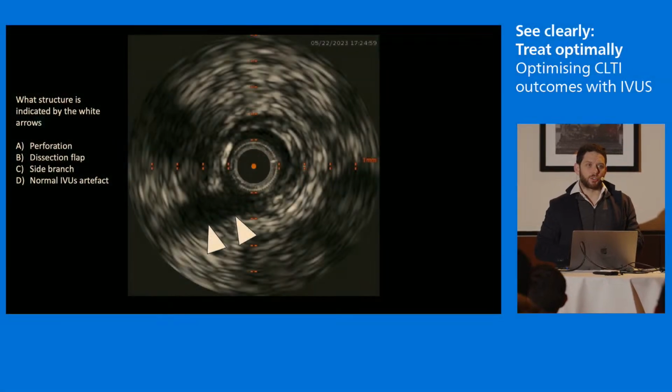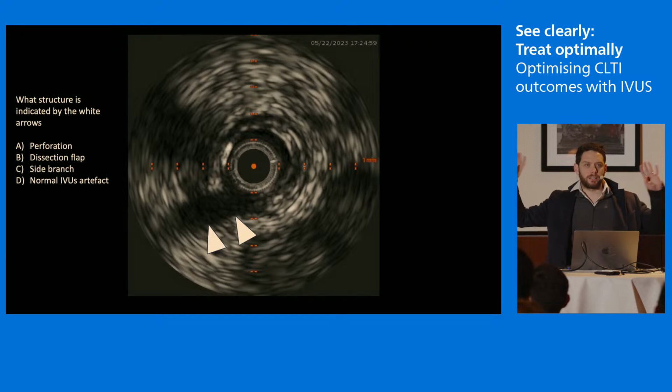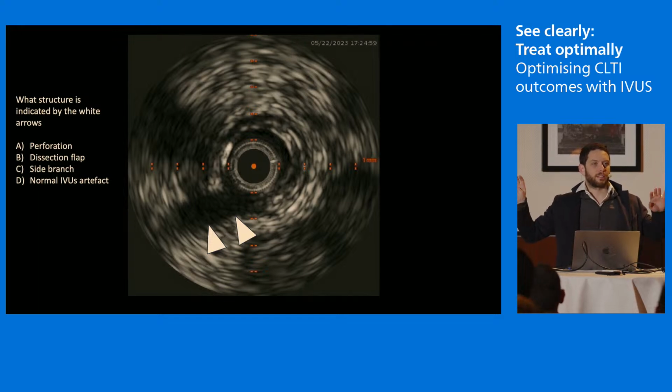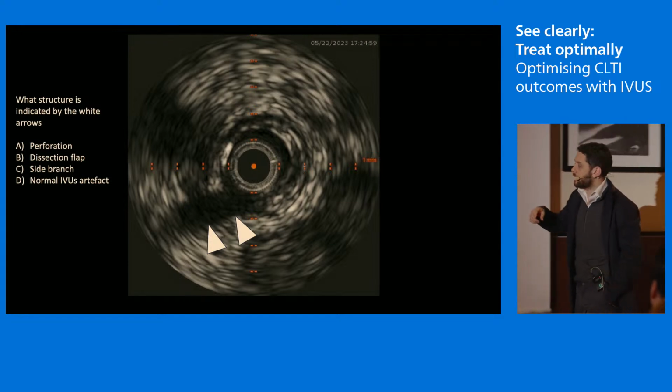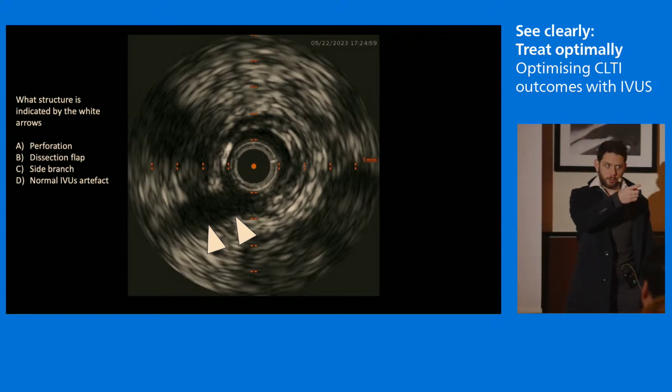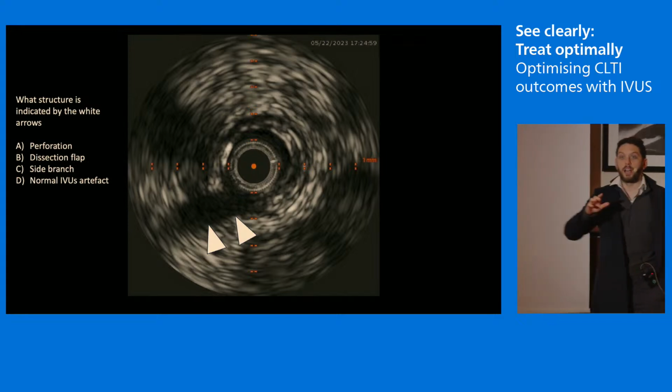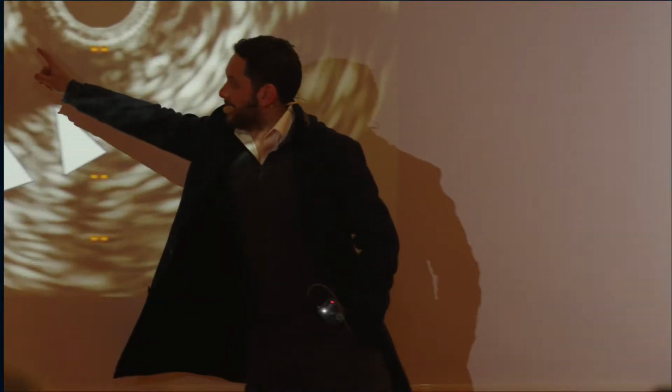What structure is indicated by the white arrows? So who thinks that's a perforation? Anyone think that's a dissection flap? What about a side branch or collateral? And is that normal IVUS artifact? No, that's the trick question. So you never get that artifact in the steady state Philips IVUS. That's the kind of artifact you get on the coronary rotational IVUS. But this is a side branch coming in.